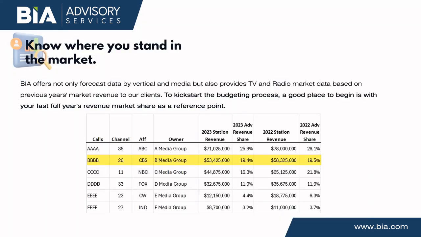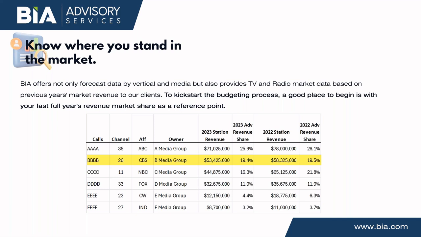Sure. As Celine mentioned, through surveys and public filings, also outside analysts, BIA has a strong picture of the revenue for each television and radio station in each market. And this is the place to start your budget process. Know what your share of the market was the last couple of years and use your last full year's revenue market share as your starting point.